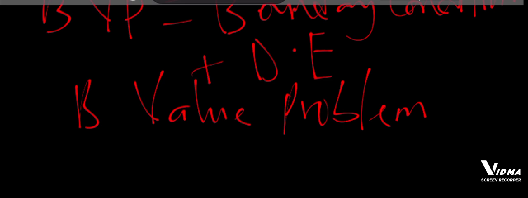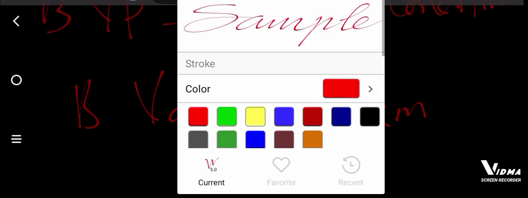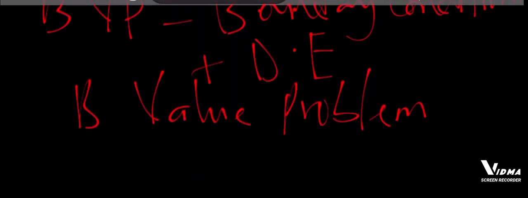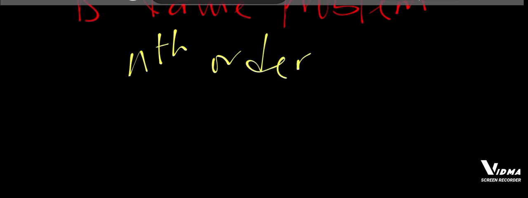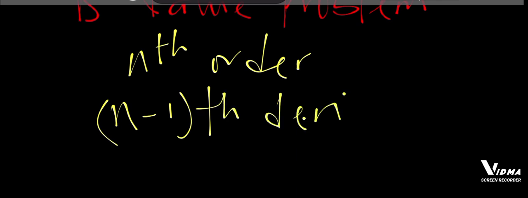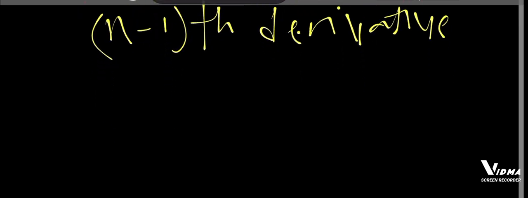And there's one more thing I want to say. Let me use a different color. Now let's say my differential equation is of nth order. Okay, if I have an nth order differential equation, my initial value problem, or the conditions, will be given up to my n minus 1th derivative. So what do I mean by that? Let me give an example here.